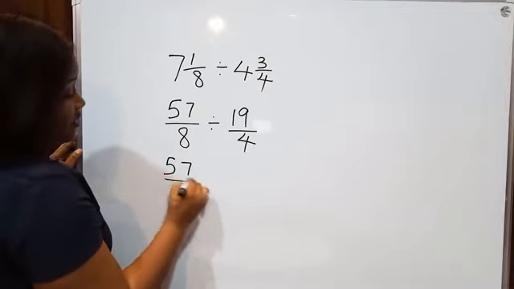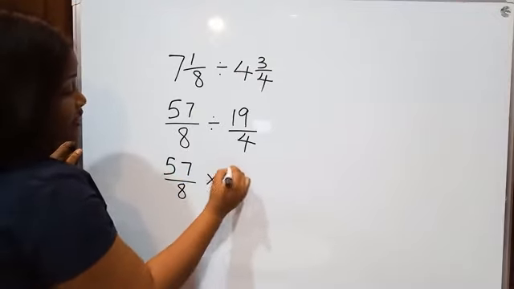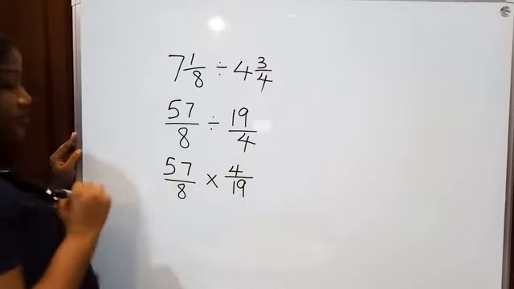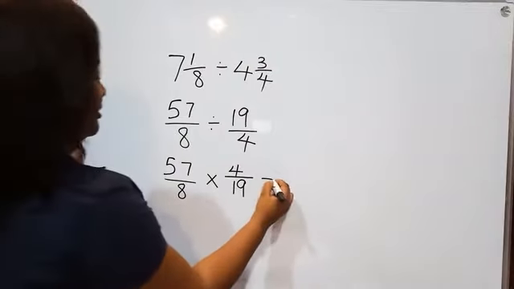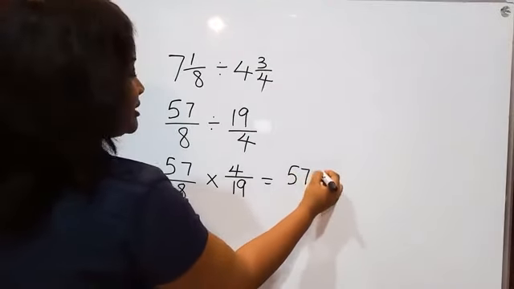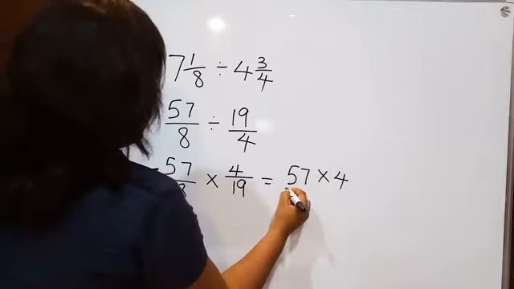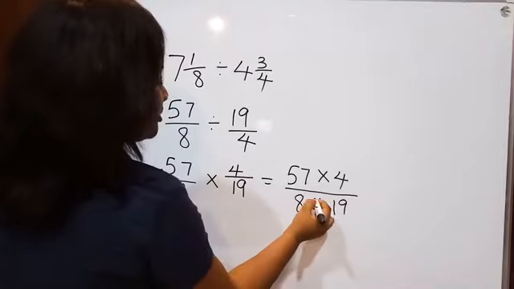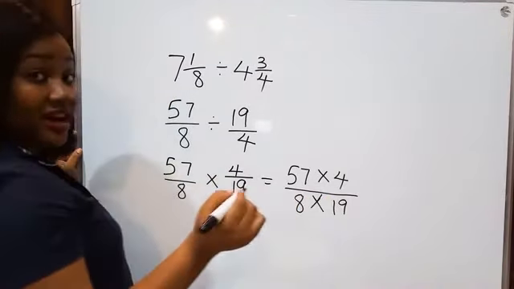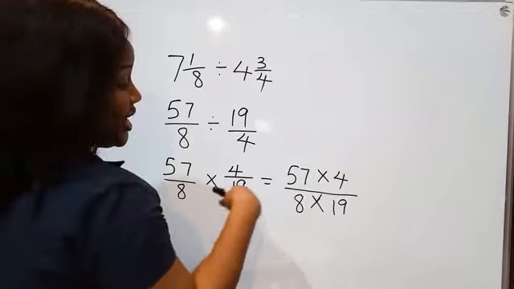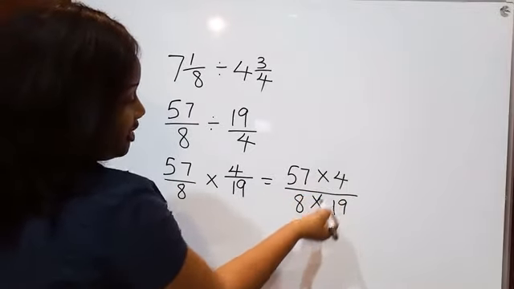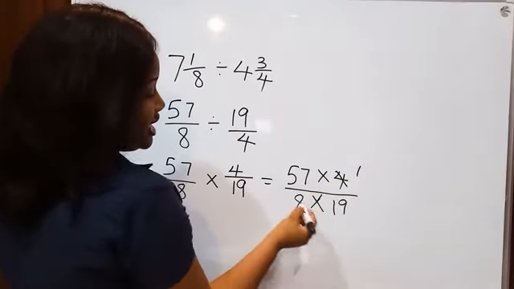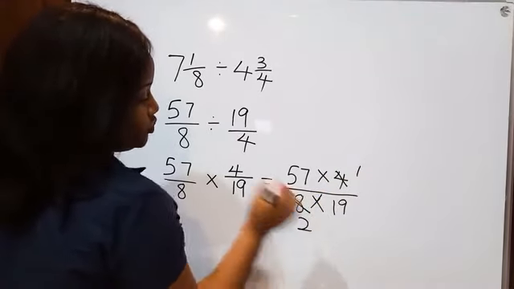So you have 57 over 8 times 4 over 19. Okay, we have 57 times 4 all over 8 times 19. Now we're scouting for common factors. So we have 4 and 8 having a common factor of 4. So 4 divided by 4 is 1, and 8 divided by 4 is 2.